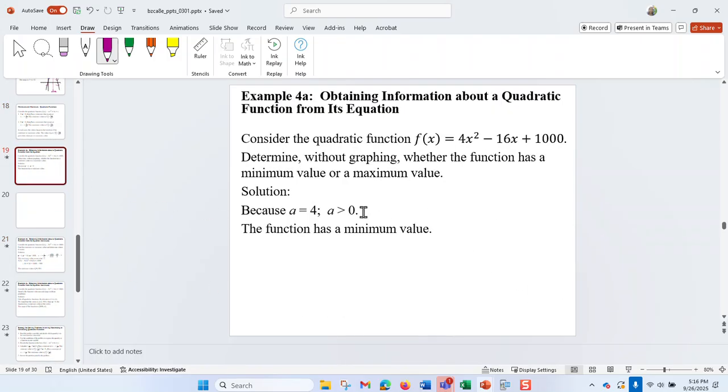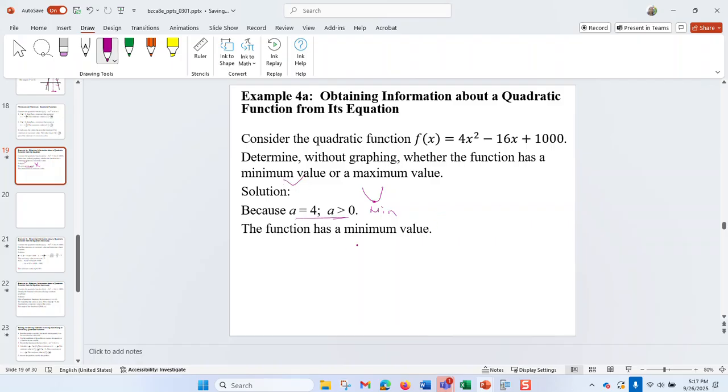All right, so we have this quadratic function without graphing. Can you find the minimum or maximum for this one? The answer is yes. Since a is positive, greater than 0, this will be facing up. Facing up, you're going to have a minimum, right? And then we can find the minimum.